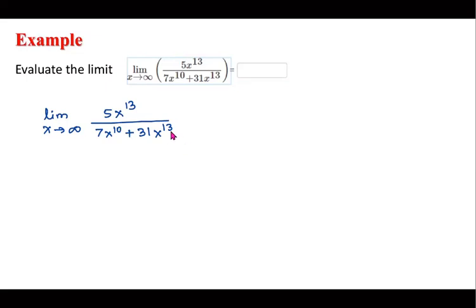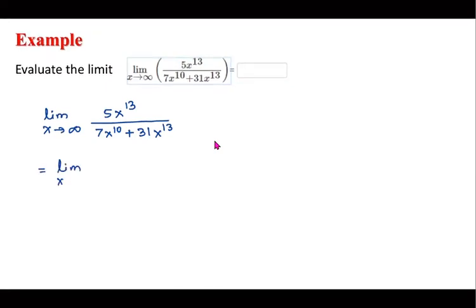So what we need to do is divide everything in the numerator and everything in the denominator by the x with the highest power. You can see that the x with the highest power in the denominator is x raised to 13. So we have to divide everything by x raised to 13. Let's see what I mean by that.